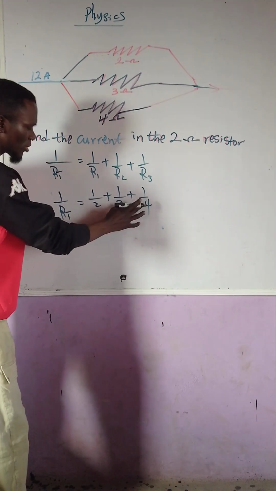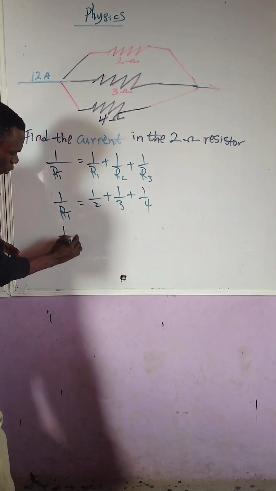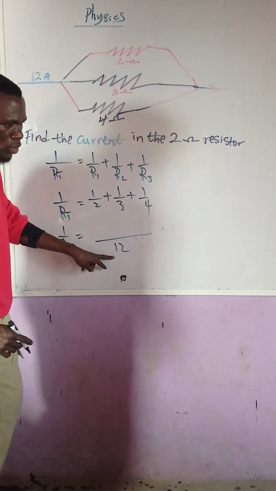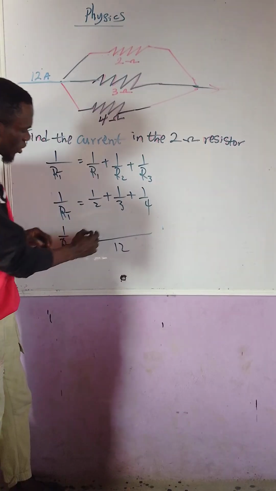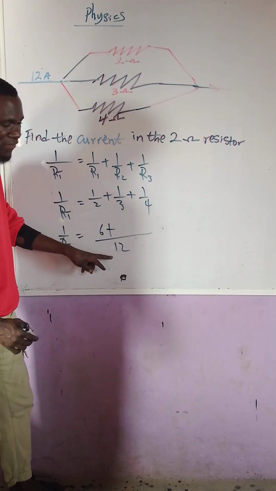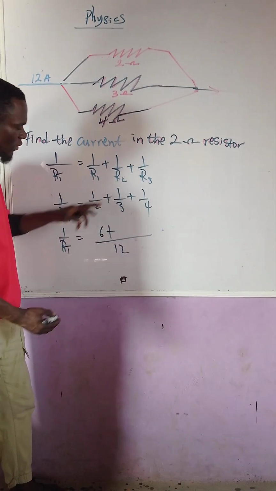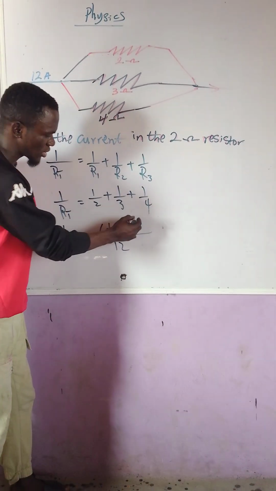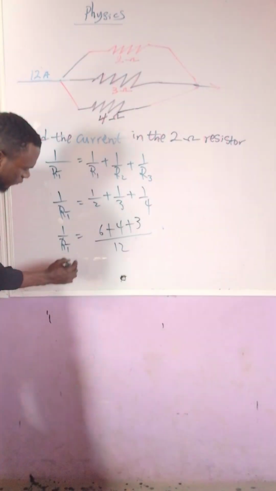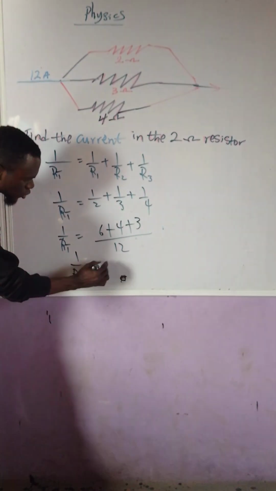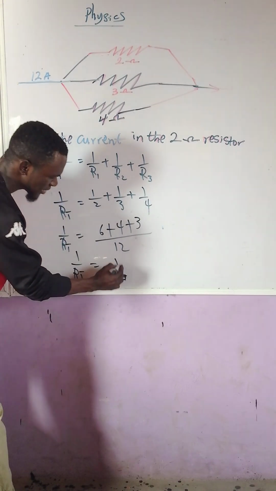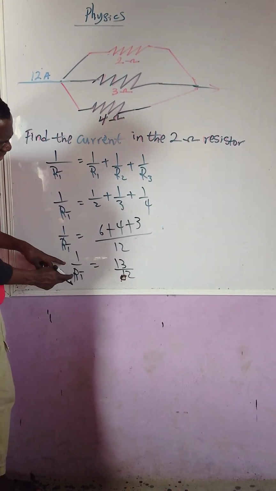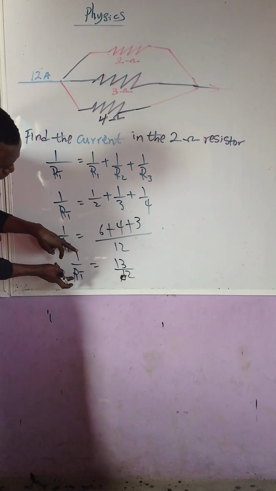Now let's do this. You find the LCM here, which is 12. 2 in 12 is 6, and 6 times 1 is 6. Plus 3 in 12 is 4, so this gives us 4. Then 4 in 12 is 3, and 3 times 1 gives us 3. Are we good now? So we have 1 over R total equals 13 over 12.